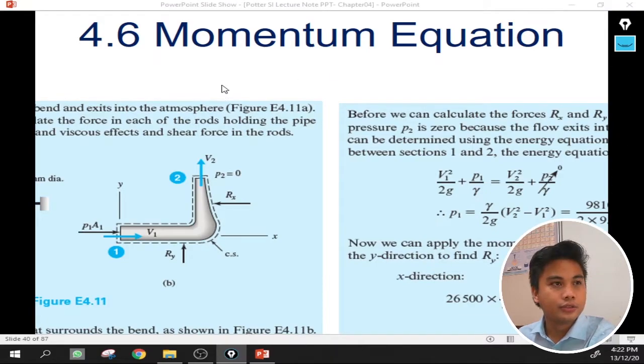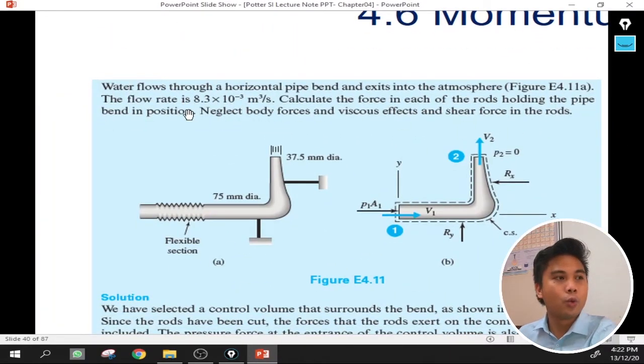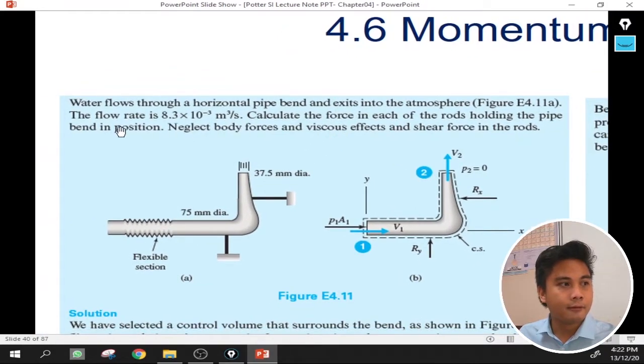The question is: water flows through a horizontal pipe bend and exits into the atmosphere. You can see here, this is the real case. This is the horizontal pipe bend coming from left to right. The diameter is 75 mm. Going from left to right, the flow rate is 8.3 times 10 to the power of negative 3. Calculate the force in each of the rods holding the pipe bend in position.